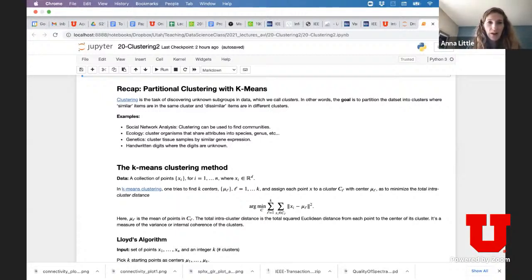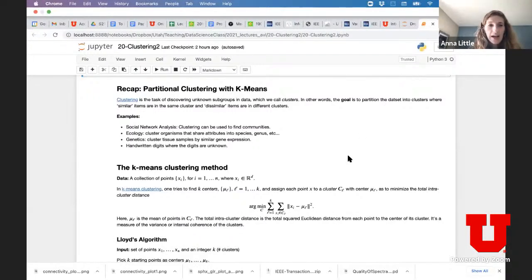Okay, so some examples where you might want to do this is, for example, in social network analysis, you may want to discover communities. Or in ecology, you may want to cluster organisms that share attributes into either different species or genuses, etc. And also in genetics, you may want to cluster tissue samples which share a similar gene expression. And actually for a lot of that type of data, ground truth labels are not available. And so clustering methods are very important because my understanding is that the standard pipeline is to first cluster the gene expressions and then annotate them with further information. But you couldn't directly apply supervised learning because ground truth is not available in those types of applications.